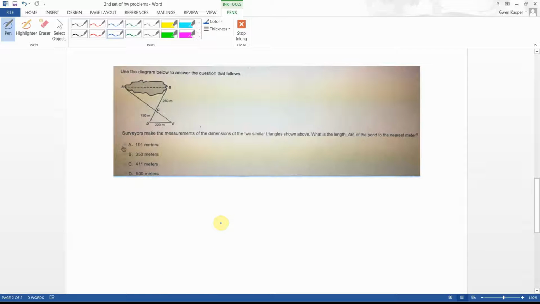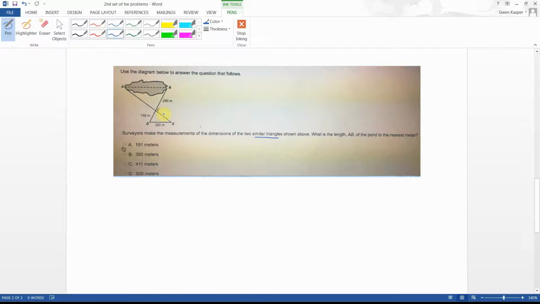Okay. Use the diagram below to answer the question that follows. Surveyors make the measurements of the dimensions of the two similar triangles as shown above. What is the length of AB of the pond to the nearest meter? They tell us that these are similar triangles. That means that the angles are all the same in these two triangles. The angles are congruent and the sides are proportional. The sides are in proportion.